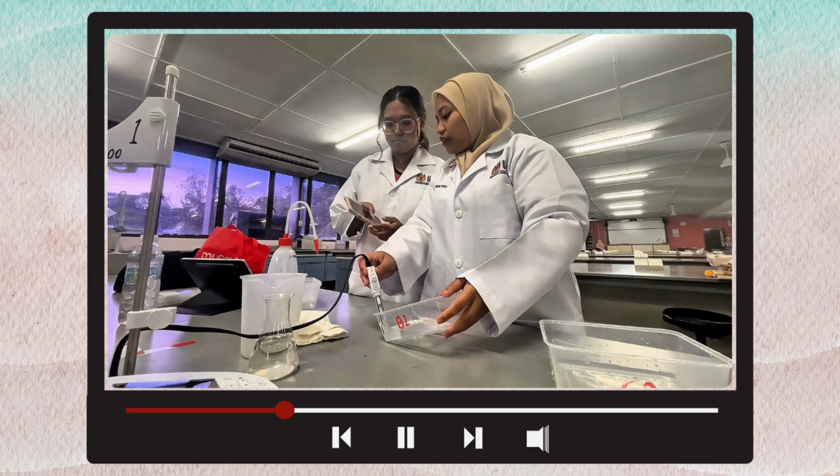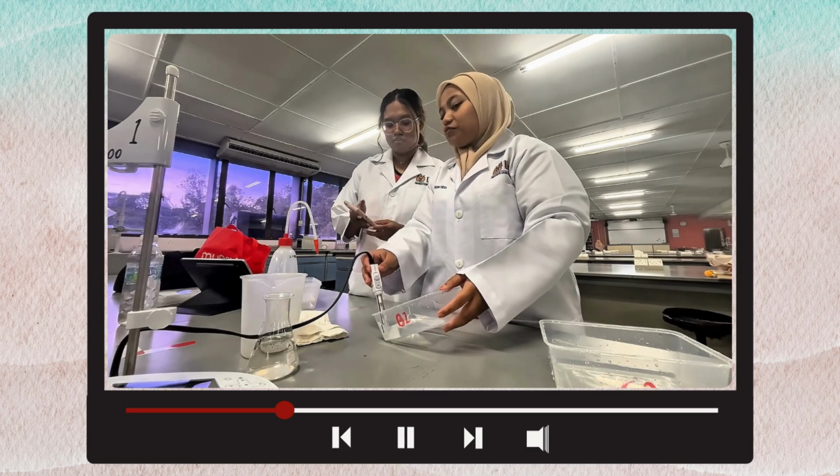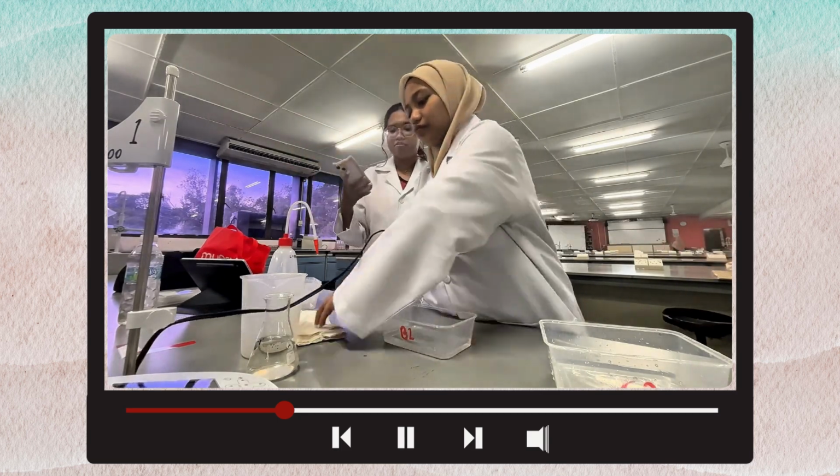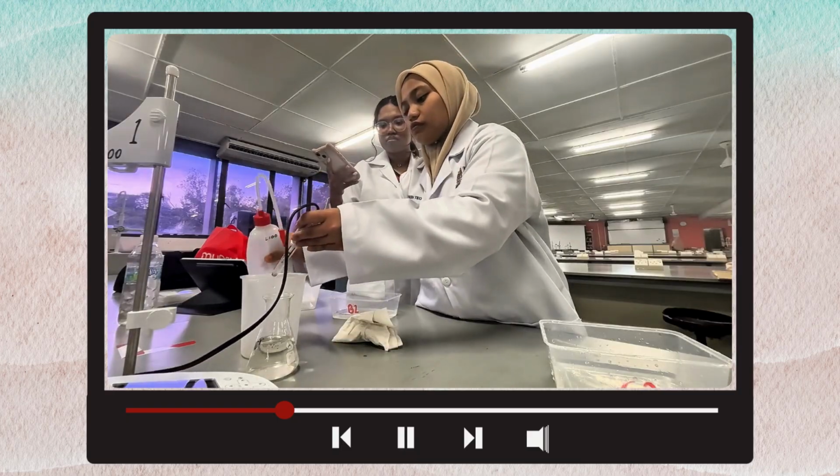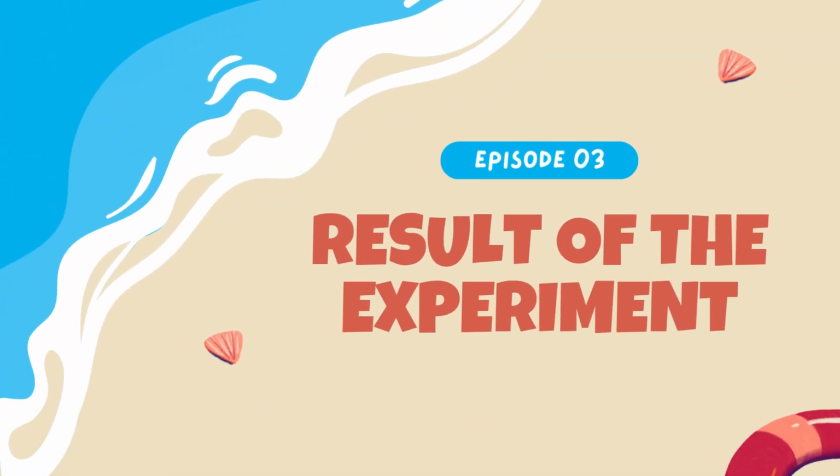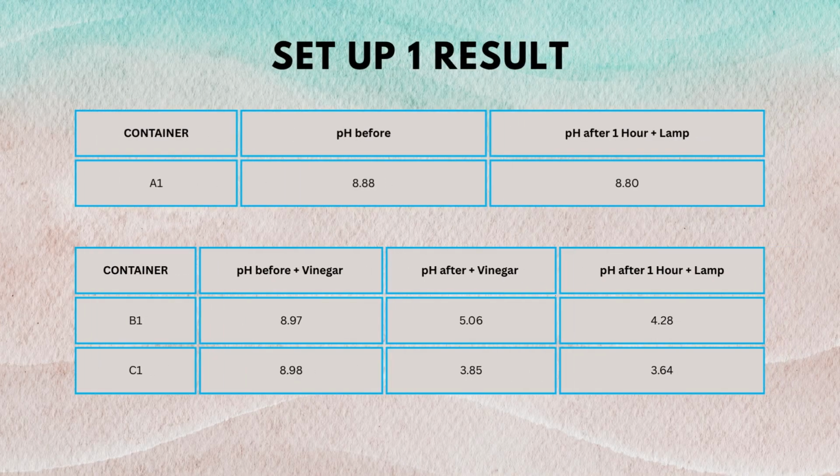After 1 hour, we measure the pH again to observe any changes caused by CO₂ concentration and temperature. For setup 1 result, for container A1, we have the value for pH before and pH after 1 hour plus lamp. And for container B1 and C1, we have the value for pH before plus vinegar, pH after plus vinegar, and pH after 1 hour plus lamp.